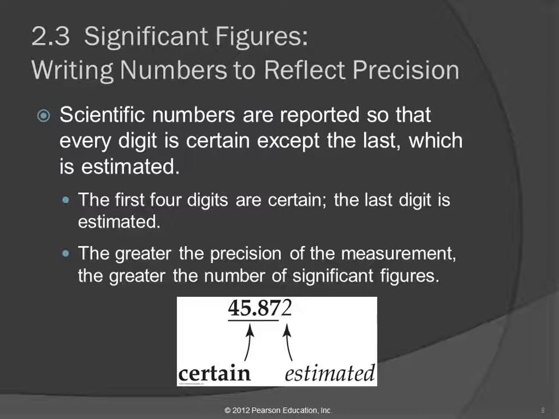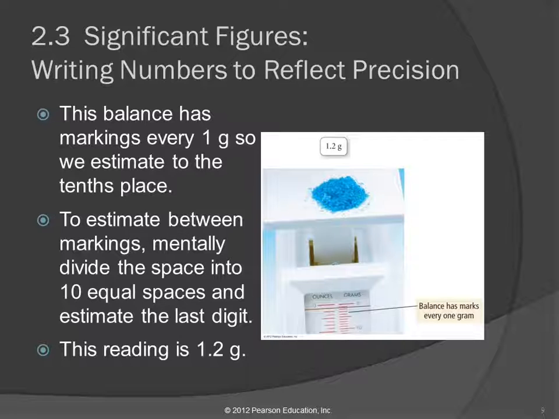When this measurement was made, they were kind of guessing at the 2. They knew it was 45.87 for sure, and then they're pretty sure the next place is a 2. So it's an estimate. After that, we've got no clue what those digits are. The greater the precision of a measurement, the more precisely it was made, the more digits you're going to have, and the greater the number of significant figures.